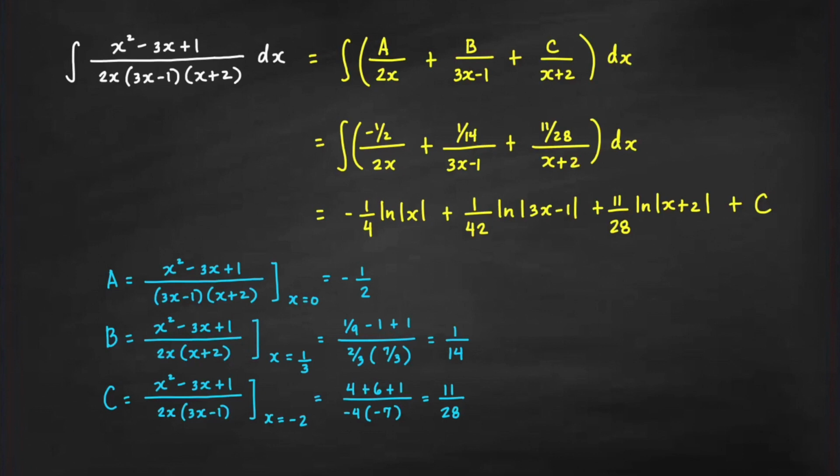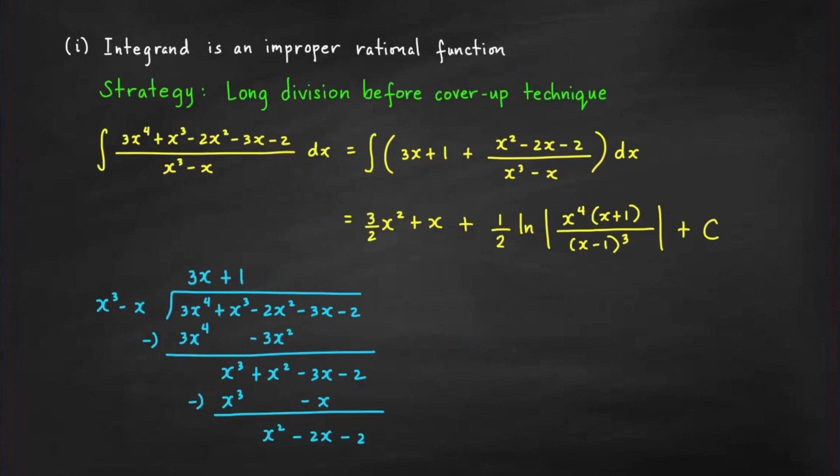Okay, so here it is just equal to negative 1/4 ln of absolute value of x. And to integrate this one, you use substitution. If this is your u, okay, your u is equal to 3x minus 1, your du will be 3 times dx. So its integral will be 1 over 42 ln, that is 1 over 14 times 1/3 ln of u. Your u is equal to 3x minus 1. And then plus 11 over 28 ln of absolute value of x plus 2 plus c.